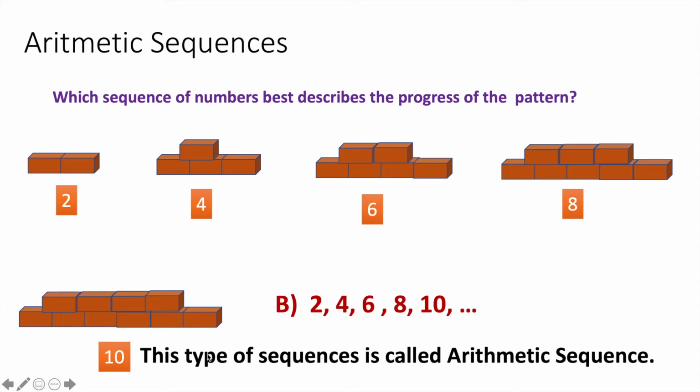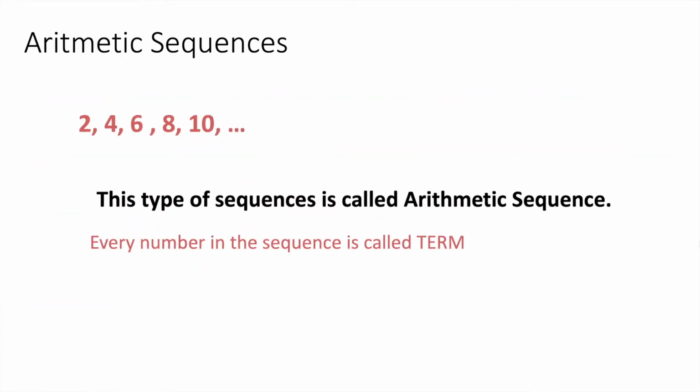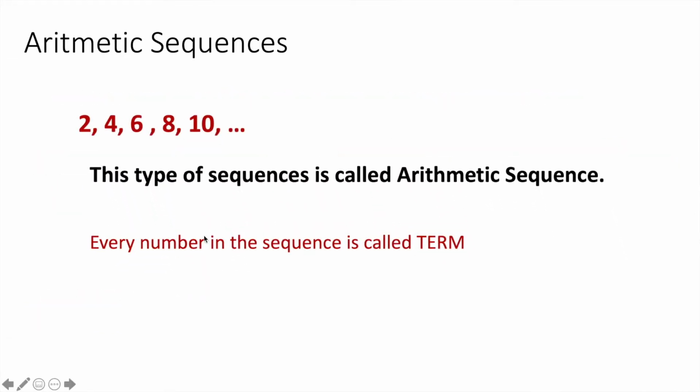Okay. This type of sequence is called an arithmetic sequence. These are sequences that progress with a constant difference. Okay, every number in the sequence is called a term. 2 is the first term, 4 is the second term, 6 is the third term, and so on.